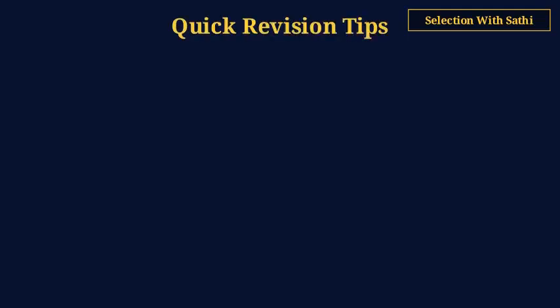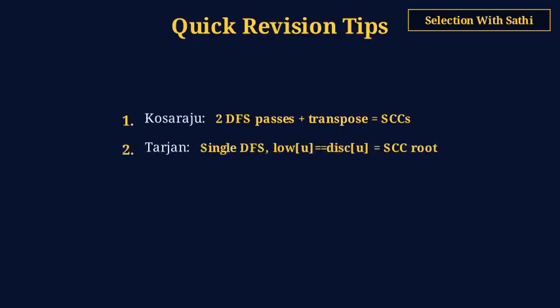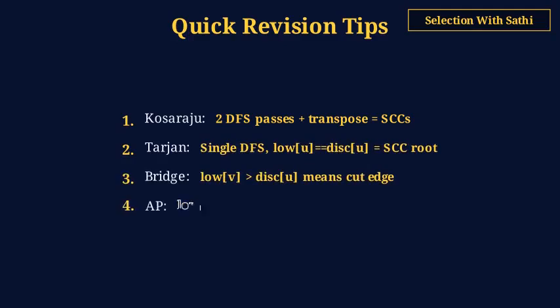Quick exam tips. First, for Kosaraju's algorithm, remember the 3 steps: DFS to fill stack, transpose the graph, DFS in reverse finish order. Each DFS on the transpose gives one SCC. Second, in Tarjan's algorithm, update low link from DFS children using low of V, but from back edges to on-stack nodes using disk of V, not low of V.